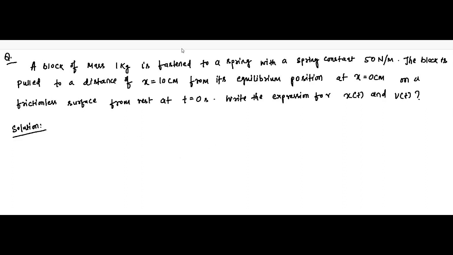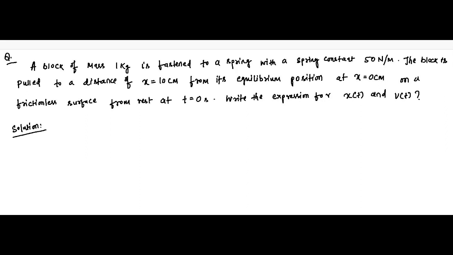So here is another question on simple harmonic motion. It is given that a block of mass 1 kg is fastened to a spring with a spring constant of 50 Newton per meter. The block is pulled to a distance of x equal to 10 centimeters from its equilibrium position, or mean position, at x equal to 0 centimeter, the origin, the reference. The whole arrangement is placed on a frictionless surface, and it is released from rest at t equals 0 seconds.